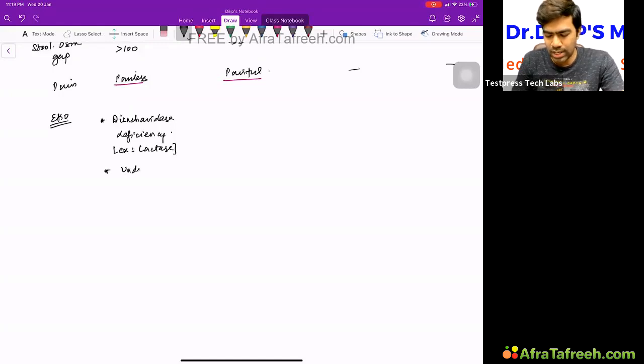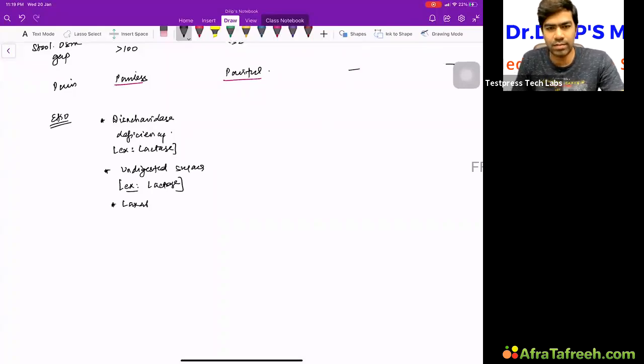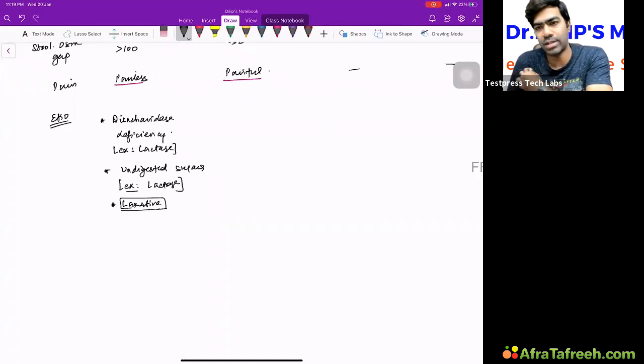And due to undigested sugars in the intestine, like for example, once again, the common example is lactose, or it could be fructose, sorbitol, mannitol. So if you have some undigested sugars in the intestine, you might get osmotic diarrhea. Or if the patient is taking an osmotic laxative. Later on, we'll be discussing laxatives. There are two types of laxatives. When you discuss IBS, I'll talk about laxatives.